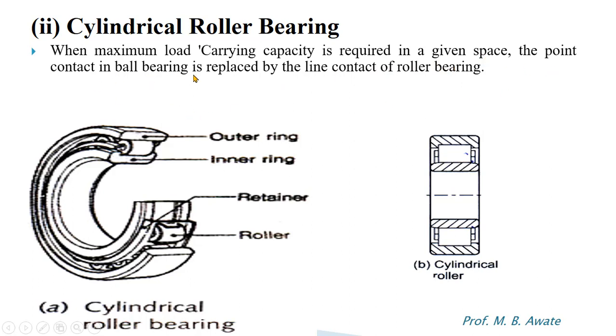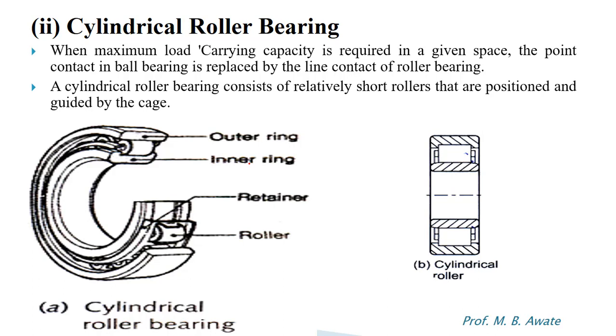So see here, when the maximum load carrying capacity is required in a given space, the point contact in the ball bearing is replaced by the line contact of roller bearing. Obviously, there will be point contact when I will be using the ball bearing. Okay, how is that? I will let you know. Suppose this is a ball and this is a contacting surface. So here the type of contact between the ball and surface is of point type, and suppose this is the roller. Okay, and this is the surface. So this point contact is replaced by the line contact. So that's why the load carrying capacity of cylindrical roller bearing is higher as compared to the ball bearing.